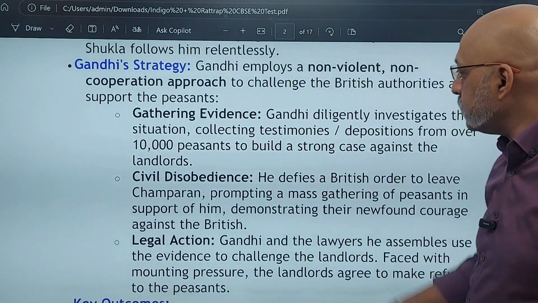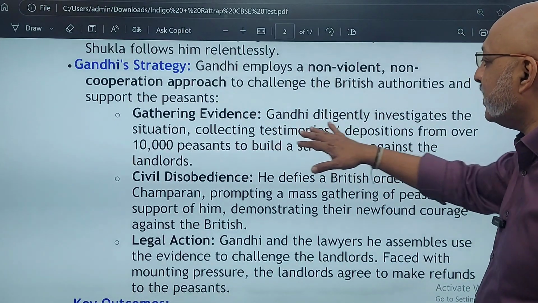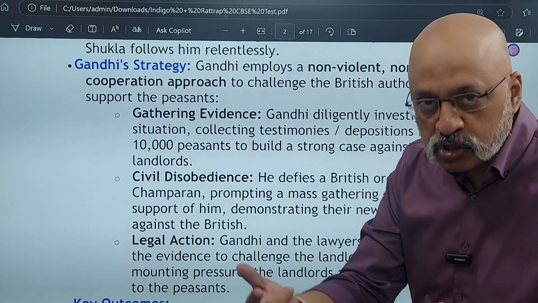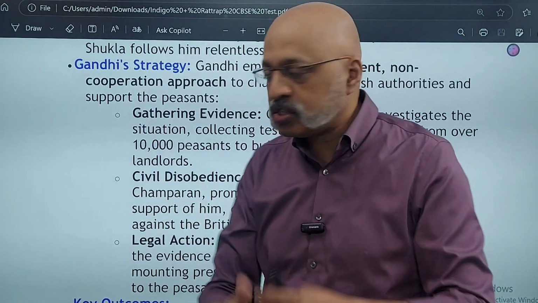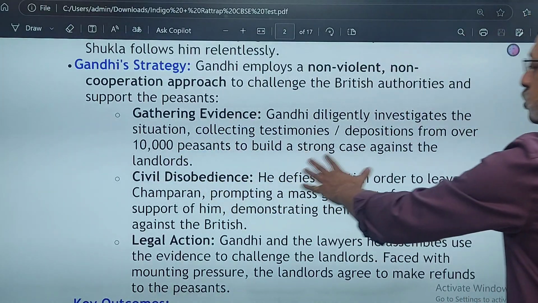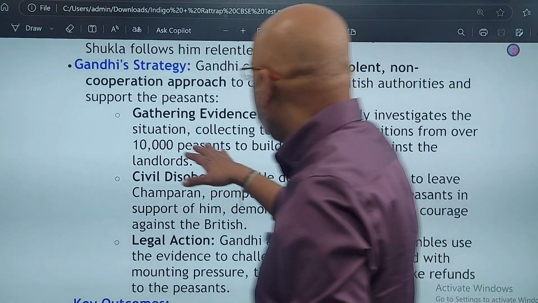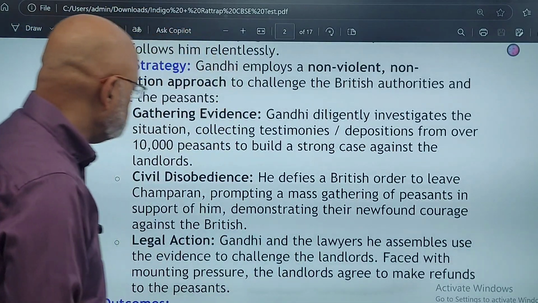He gathers evidence. Gandhi diligently investigates the situation, collecting testimonies or depositions. Depositions is the word used in the story. It basically means testimonies from different peasants, by as many as 10,000 peasants, to build a strong case against the landlords who were seen as exploitative.